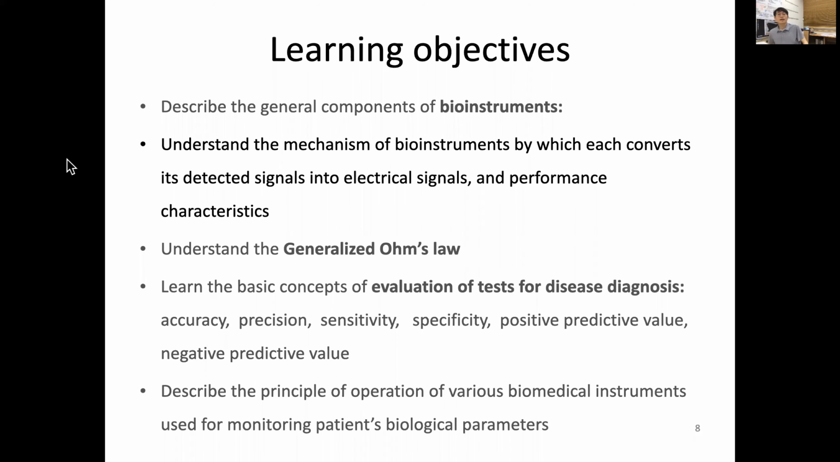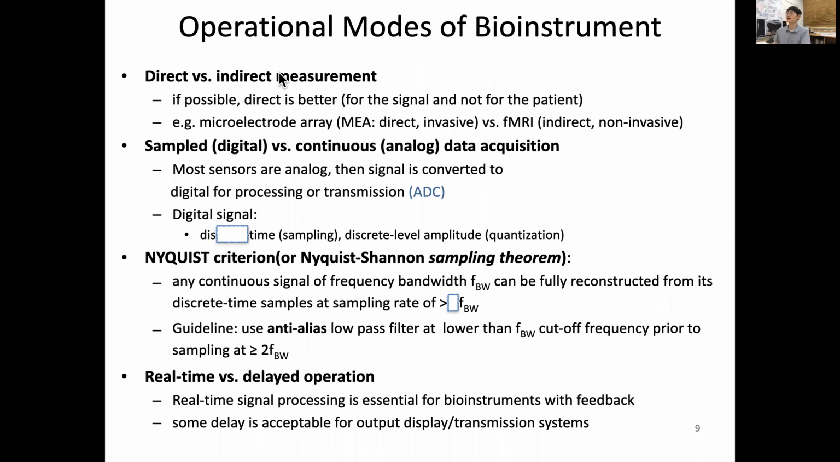Hi. Now let's discuss more about the mode of bioinstruments and performance characteristics. So, the operational modes of bioinstruments. Let's think about the measurement of bioinstruments. Usually we want to measure something related to a biological system. So there are two general types of measurement: one is direct measurement and the other is indirect measurement.